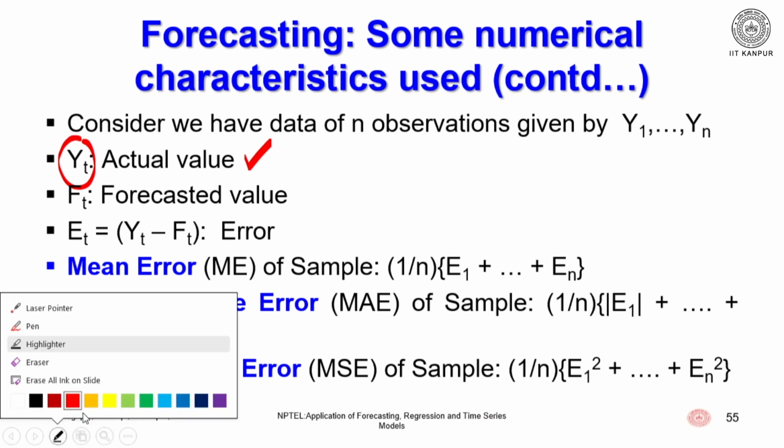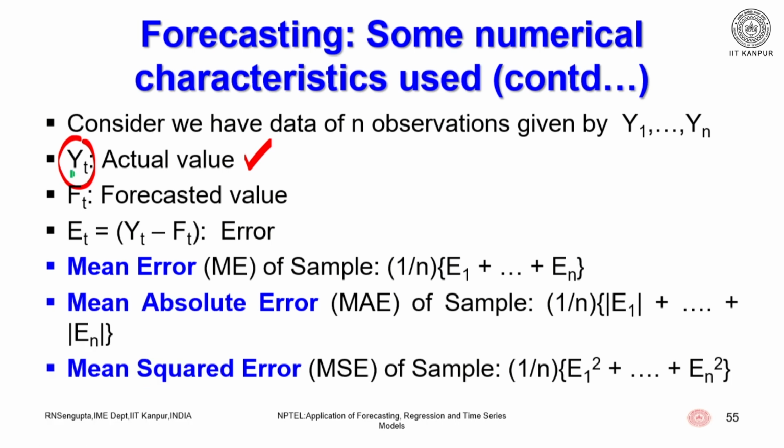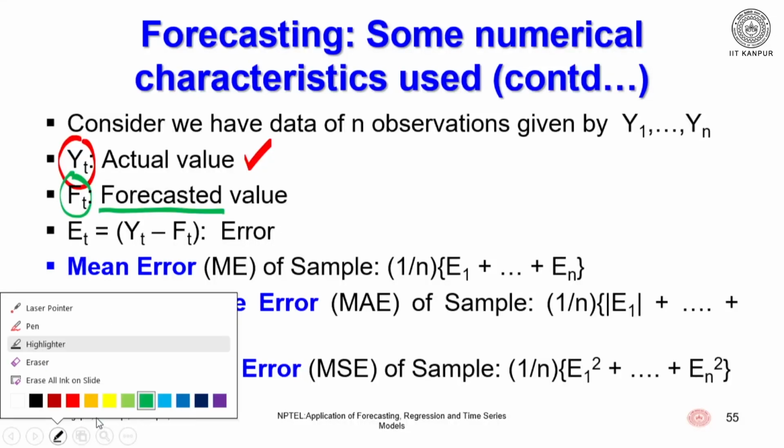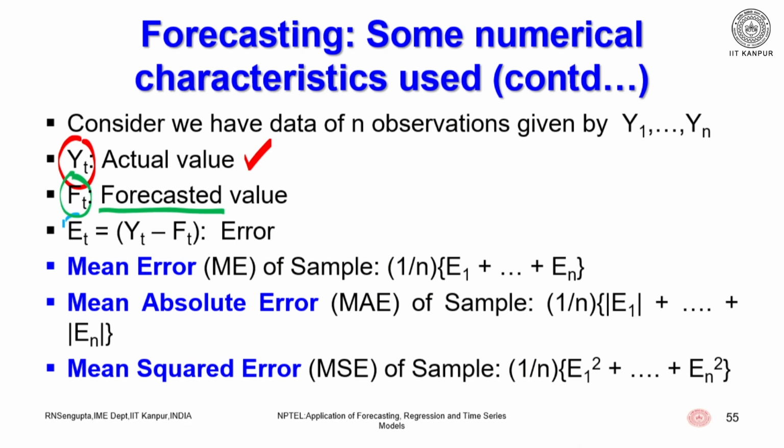Here F_t, which I am writing in a different color, is the forecasted value. For each y, depending on the past data, we try to forecast, and that forecasted value is given by f. Again, y is the actual value. If the values do not match, there would be a difference. That difference is denoted by E, the error. I will mark it in blue. So E is the error, the difference y_t minus f_t.